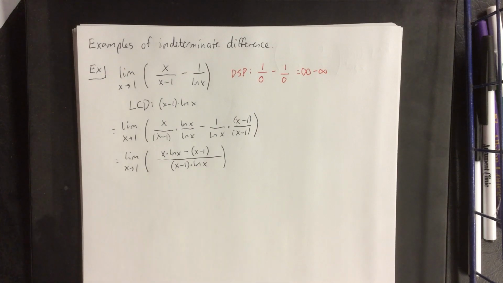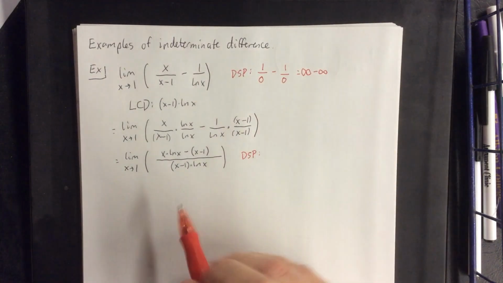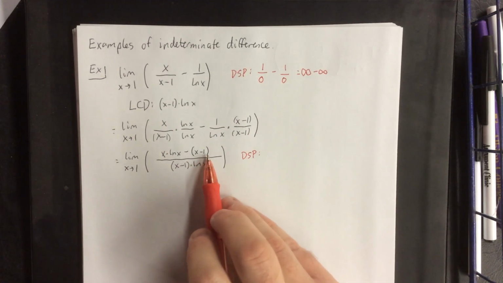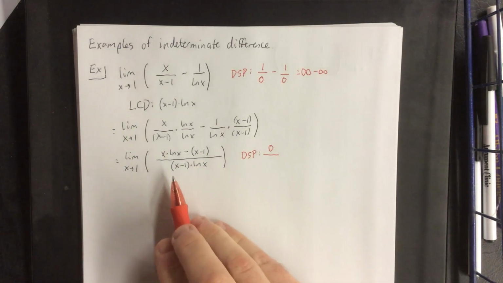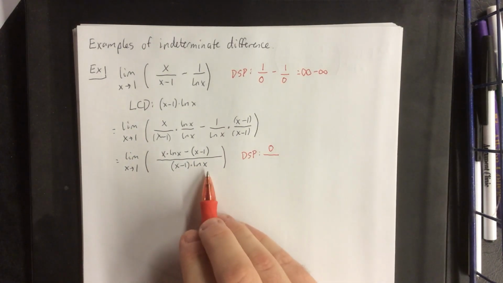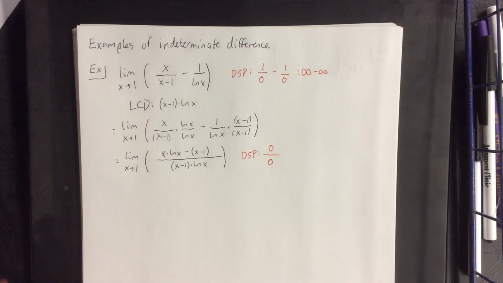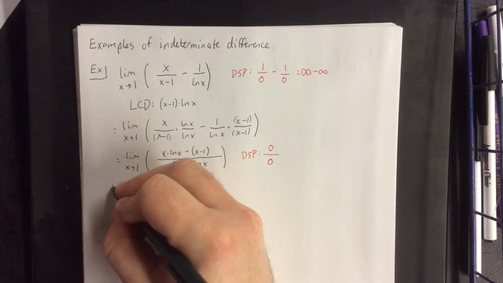Now at this point, if you wanted to try the direct substitution property one more time, just to see what we have, now that we're in terms of one single fraction, 1 times the natural log of 1 is 0, and 1 minus 1 is 0. Your numerator is 0. 1 minus 1 is 0, and the natural log of 1 is 0. Your denominator is 0 times 0. Now that you have the indeterminate fraction, or indeterminate quotient, we can apply L'Hopital's rule.